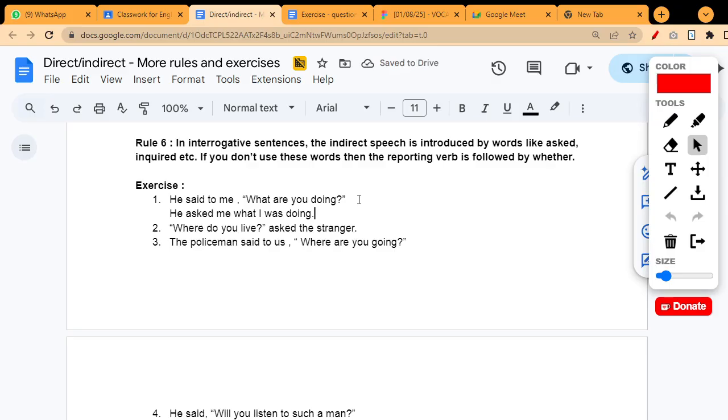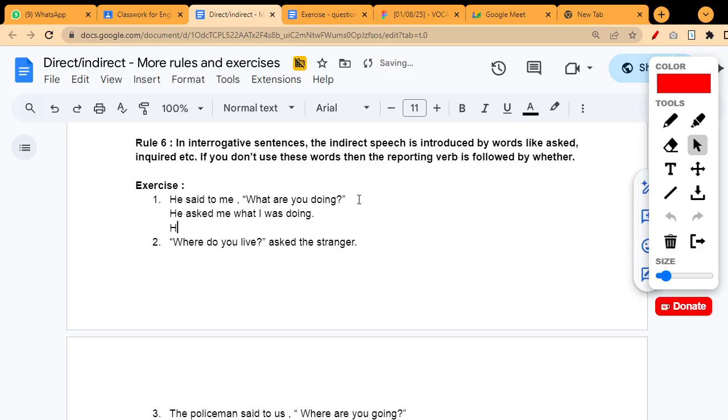Now instead of asked, if we simply use he said to me, now we have not used any inquiring word. Okay, we are not using asked or inquire. So we'll say he said to me. If we have not used that word, then we'll use the word whether. Okay, so instead of that, like in normal sentences we were using, we'll say he said to me whether, and then the same rules like we used to do earlier. He asked me whether.